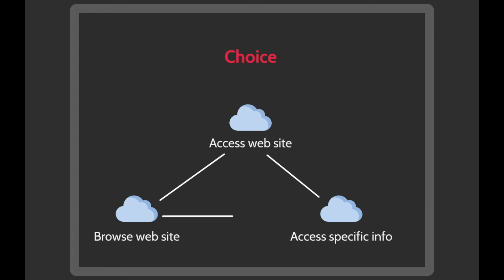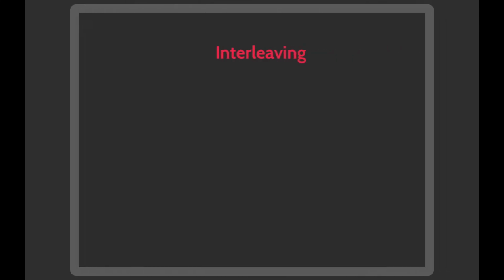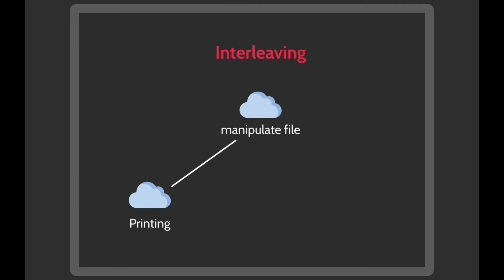The next temporal relationship is interleaving. Tasks can be performed in any order or at the same time, including the possibility of starting a task before the other one has been completed. For example, manipulating a file is decomposed into printing and editing. I am editing a file, then I can decide to print it, and during this I can still edit the file.